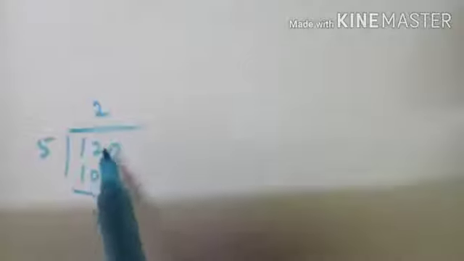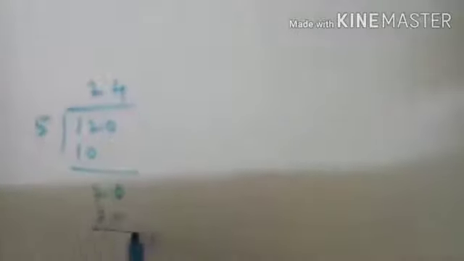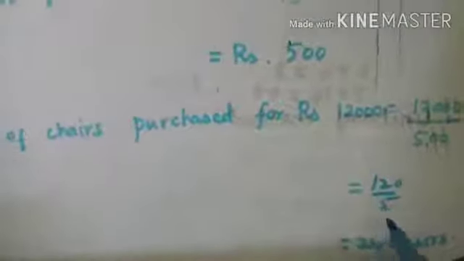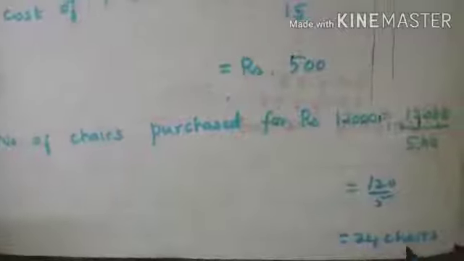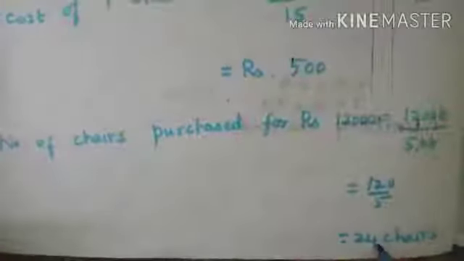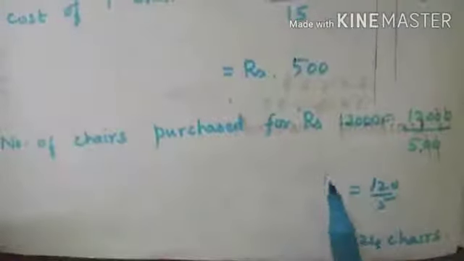See, 2 5s are 10, and here 2 minus 0 is 2, 1 minus 1 is 0. Here we are putting 0. Now you see here 20, here 5. So 4 5s are what? 20. Therefore, how many chairs can we buy for 12,000? That is equal to 120 divided by 5 equal to 24 chairs. So we can buy 24 chairs for rupees 12,000.